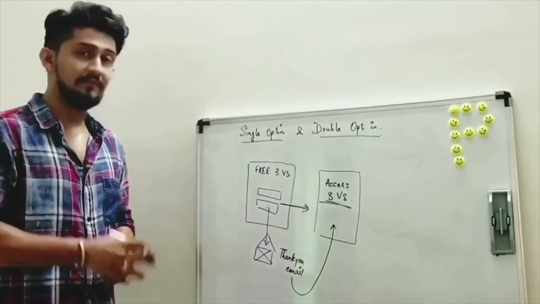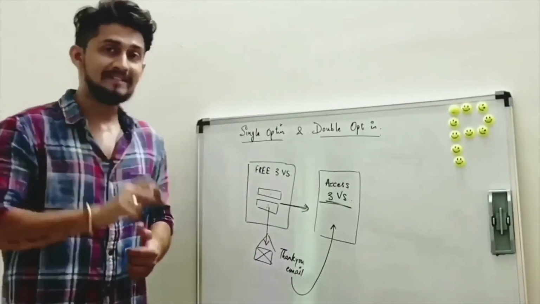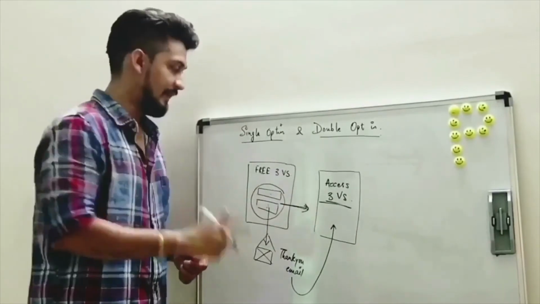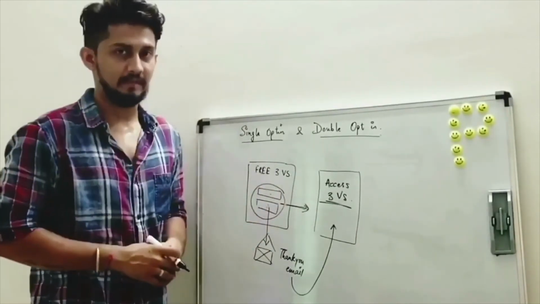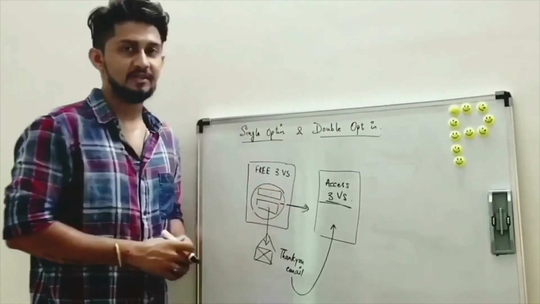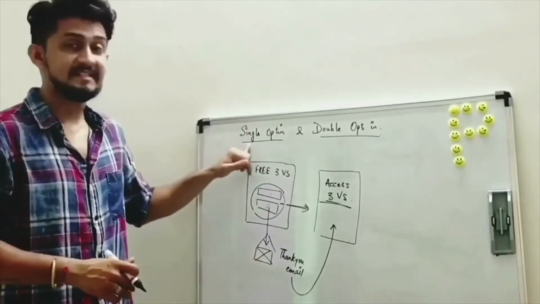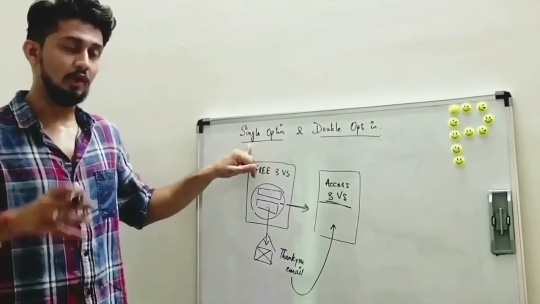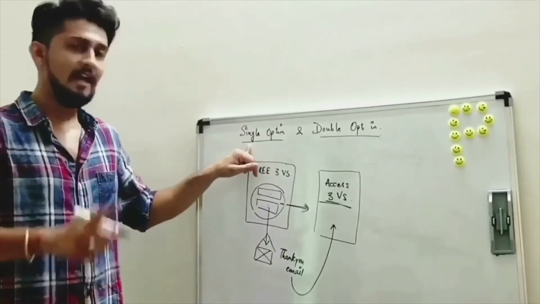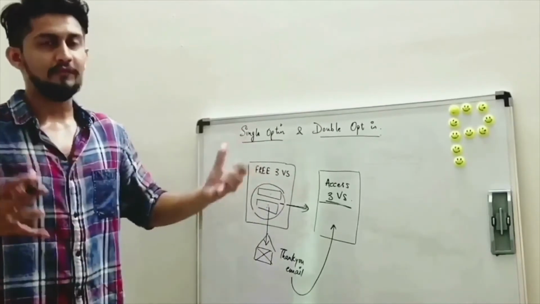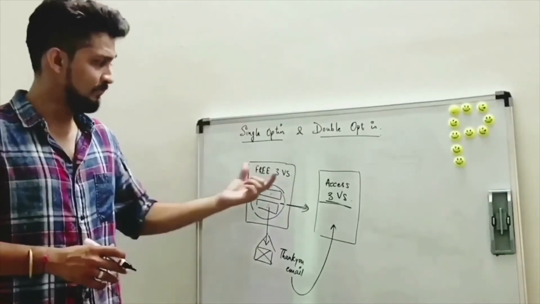So what is the activity which you are doing as a visitor? You as a visitor are actually doing a single activity. That is, you are opting in for something. You are opting in for this video series which is absolutely free. So that is what single opt-in is. Visitors are basically doing only a single activity to opt in for the free value which is available.